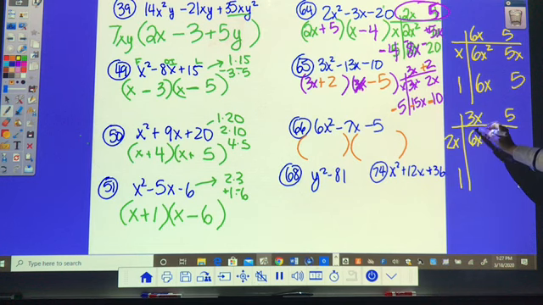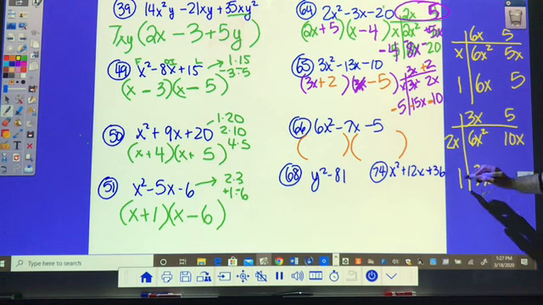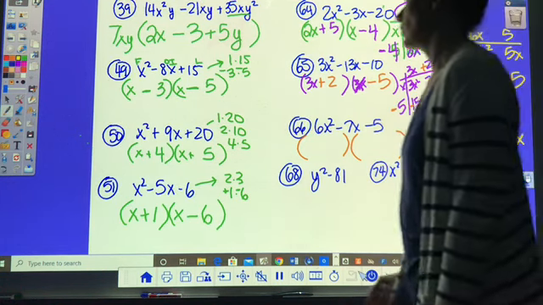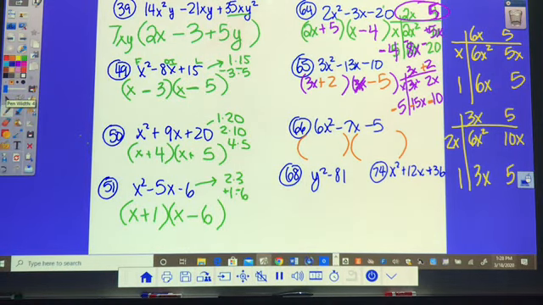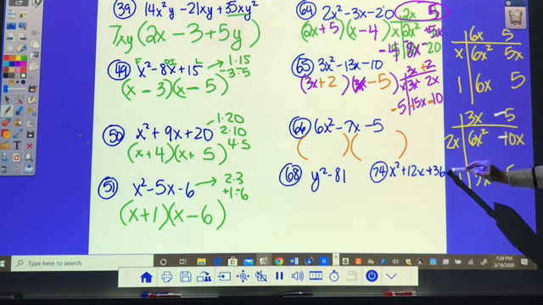So 6x squared, 10x, 3x, 1 times 5 is 5. We want a negative 5 and we want a negative 7. So to get these two to be negative 7, this would need to be negative. So that makes this 5 negative and this positive.